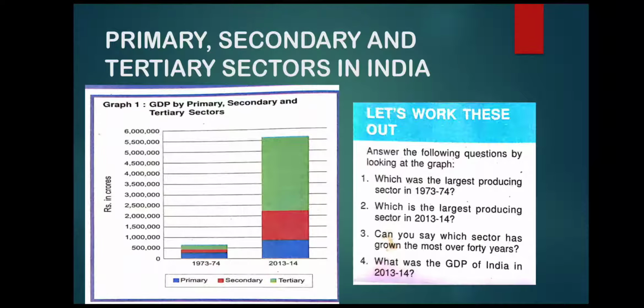So 1/4 of the difference would be 1.25 lakh crore. So once we add 1.25 lakh crore to 55 lakh crore, we will get 56 lakh 25,000 crores, and that was the GDP of India for the year 2013-14.